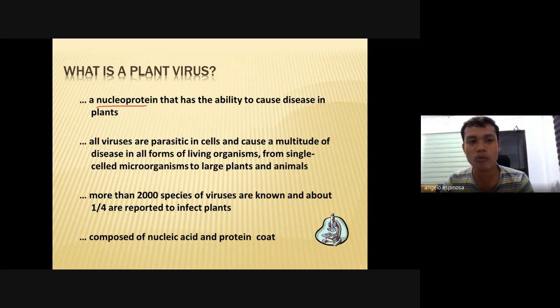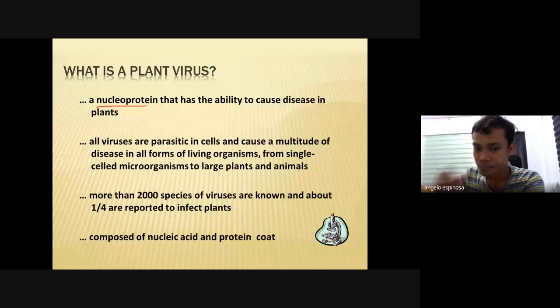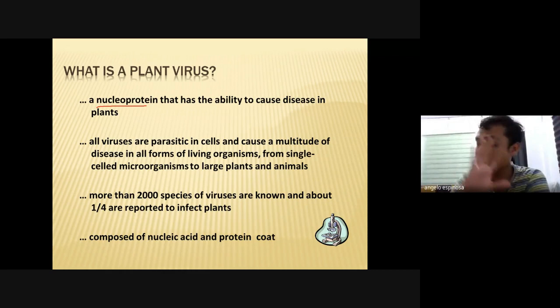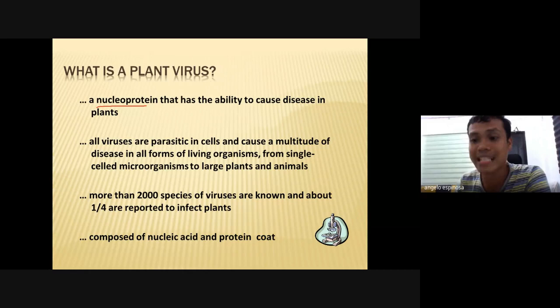Nucleoprotein. When you say nucleoprotein, it is a virus composed of nucleic acid and protein coat. It is coated with nucleic acid and protein. So when a plant is infected, the virus looks for nucleic acid and protein. That is why nucleic acid, because the target of a plant virus is the cell. Its main target is cell to cell.